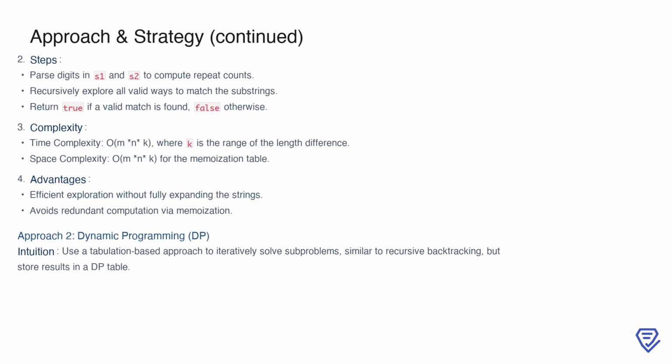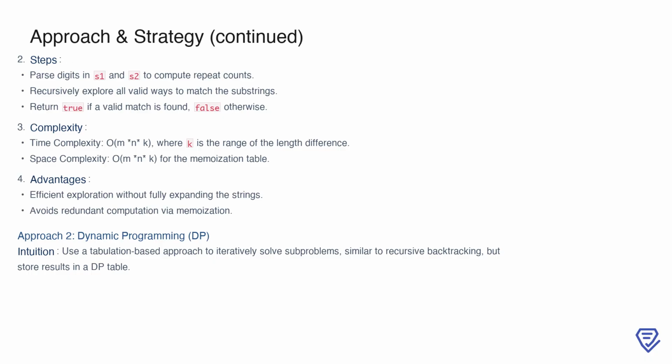The time complexity of this approach is O(M*N*K), where K represents the range of possible length differences between the two strings. The space complexity is also O(M*N*K), due to the memoization table.